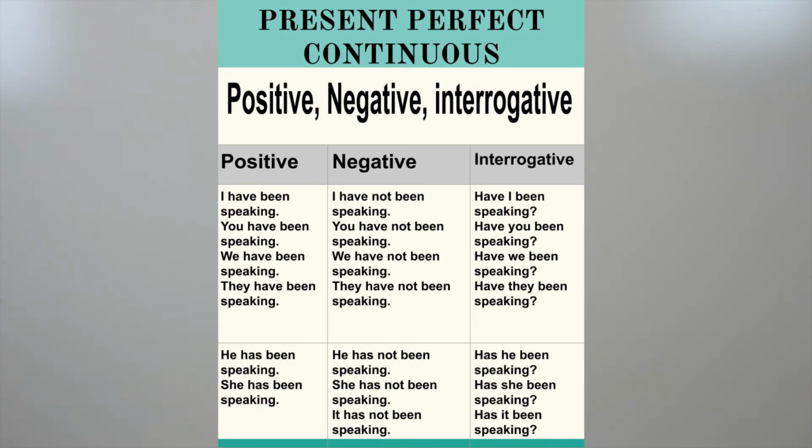Has he been speaking? Has she been speaking? And has it been speaking? Now that we've seen the positive, negative, and interrogative forms of the present perfect, let's see what we have next.